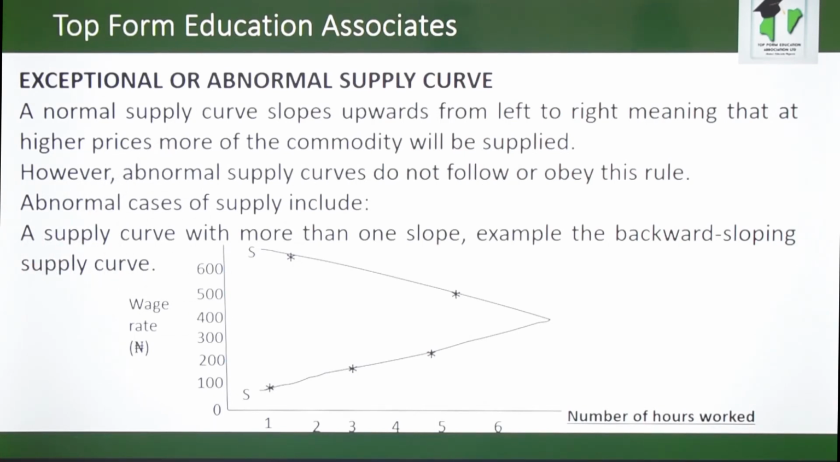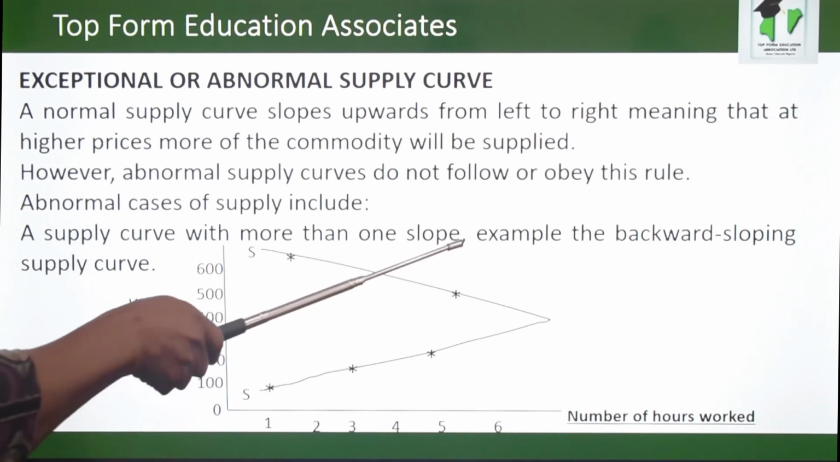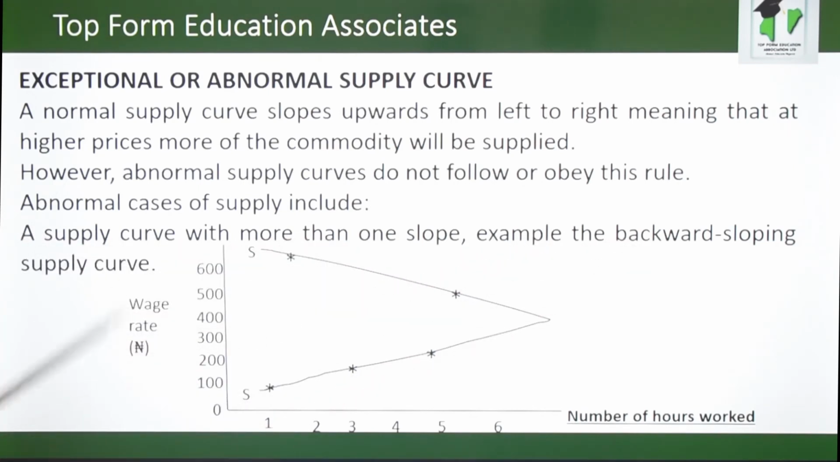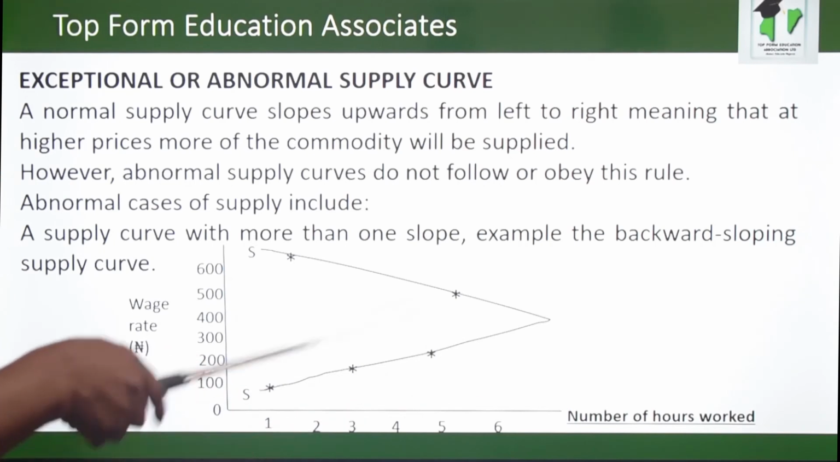Like I told you, a normal supply curve slopes upwards from left to right. It's positively sloped. But when you see a supply curve that is not positively sloped, if it slopes downwards from left to right, or it has a curve like this, it becomes abnormal. So an abnormal supply curve is a supply curve that does not obey the rule of supply. Once you see something like this, a backward sloping supply curve, we use it to depict what happens in labor.